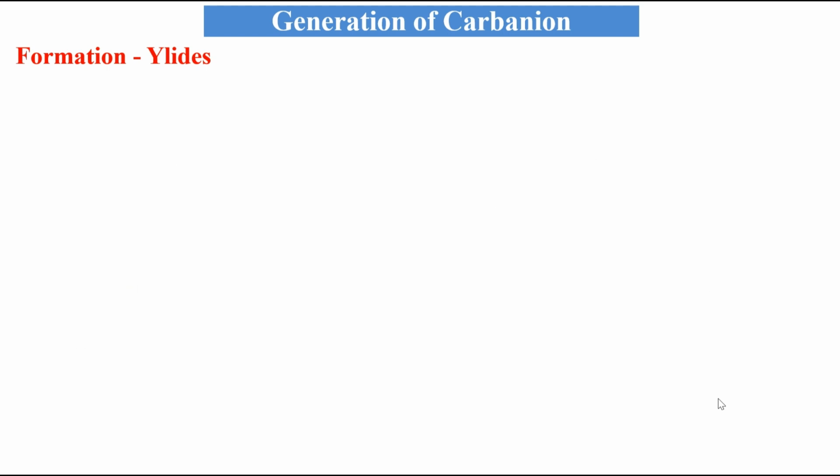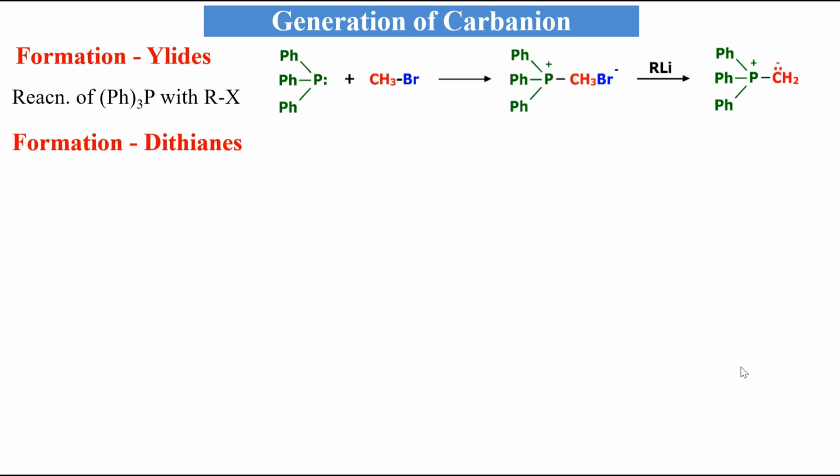During the formation of ylides, carbanions are formed. I take triphenyl phosphine and treat it with an alkyl halide like methyl bromide. The electrons on phosphorus attack the positive center of the alkyl halide. As the electrons are donated to the carbon, the phosphorus gains positivity, meaning it becomes electron deficient.